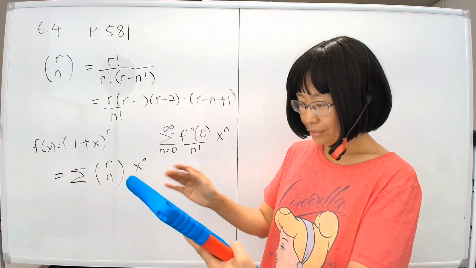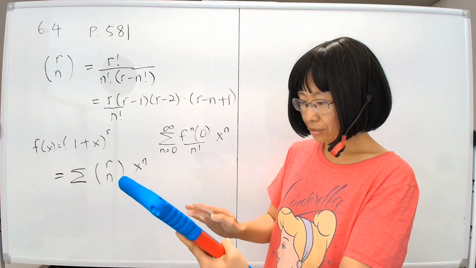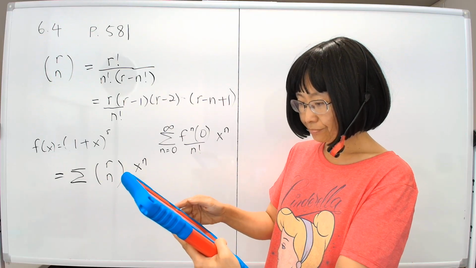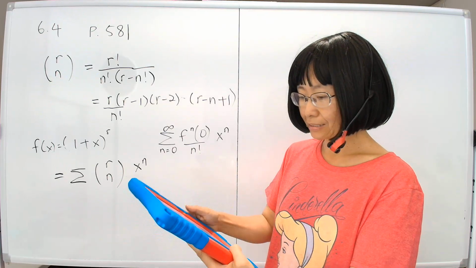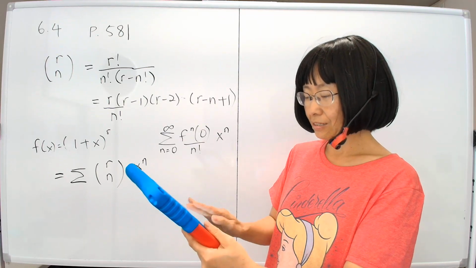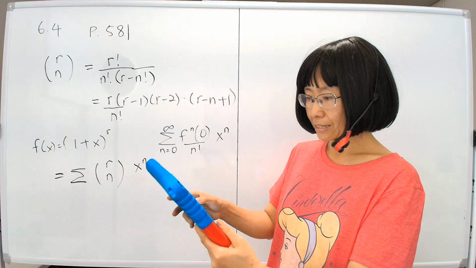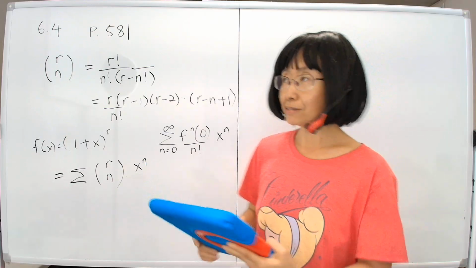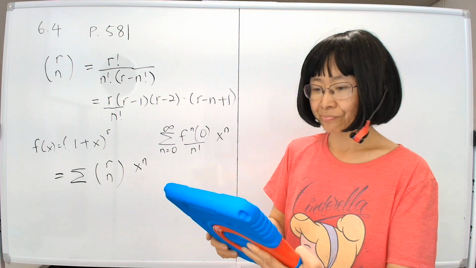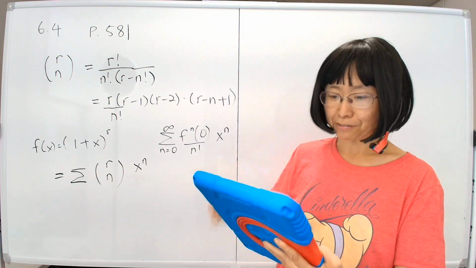Okay, so having said that, it converges, yes. It converges for the absolute value of x less than 1. I'm looking at a definition at the bottom of page 582. And that's that. So now that we have learned about this exact type of function, we can look at it. This is called the binomial series.